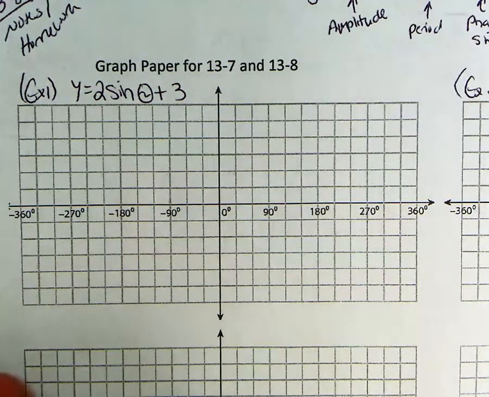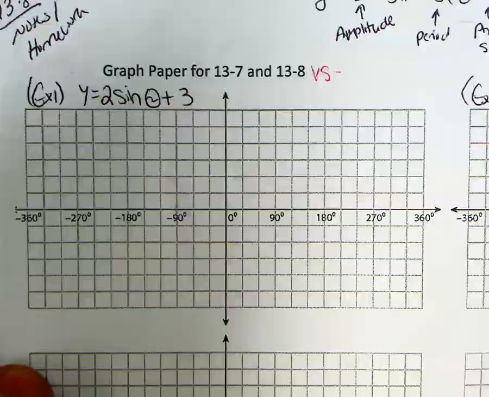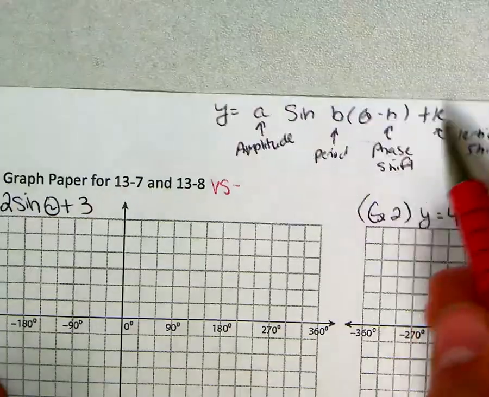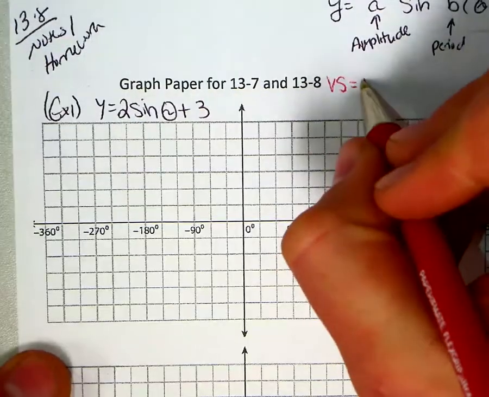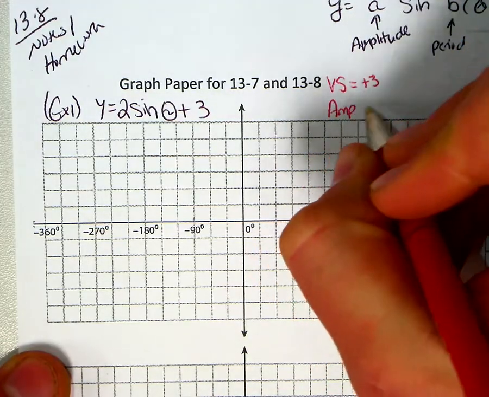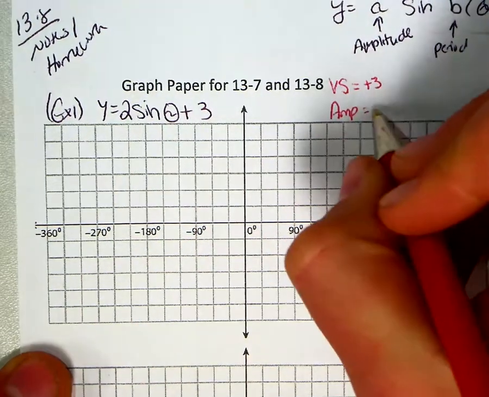So first thing that I want to do, and you're going to have to do this on any sort of assessment, is start labeling what you have. So your vertical shift, VS, that's right here, our plus k at the end. That's a positive 3. All right, my amplitude I'll need to know. That's this first part, right? So that's 2. So positive 2.